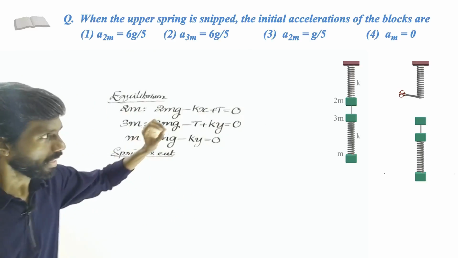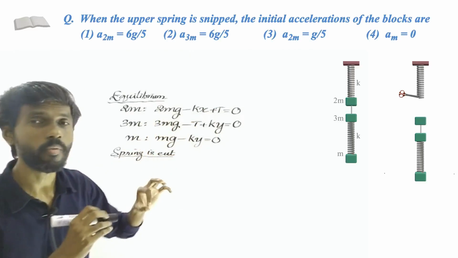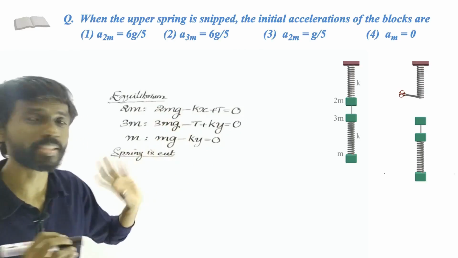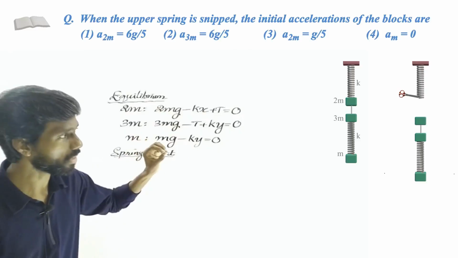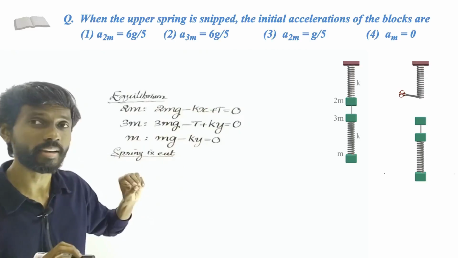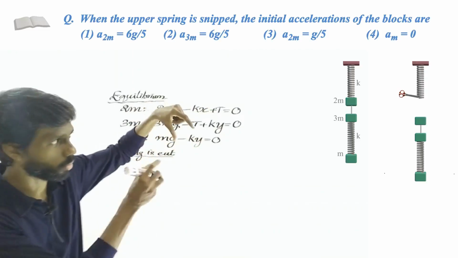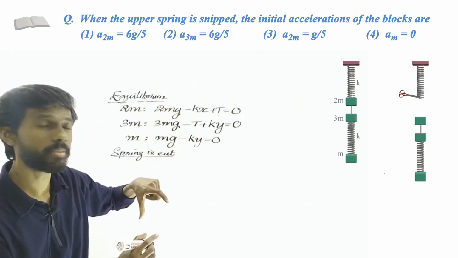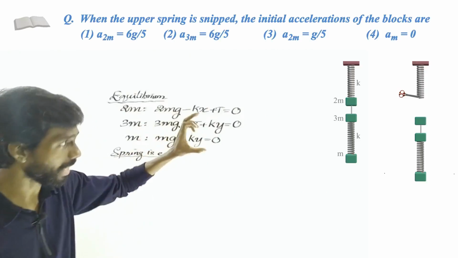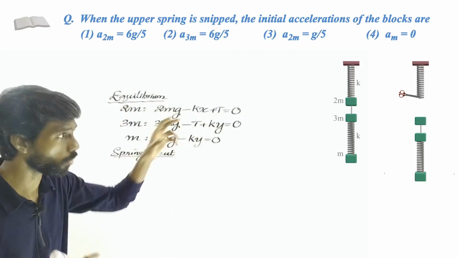The upper 2 blocks, the block of mass 2m and the block of mass 3m, will move with the same acceleration, so the same velocity. Why the same acceleration? Because if they move with different velocities, the string which connects them will become slack. Only when these 2 blocks move with the same velocity will the string be taut.